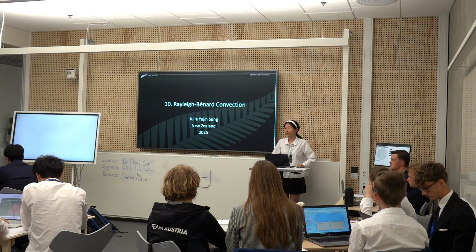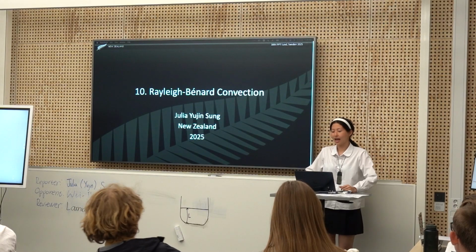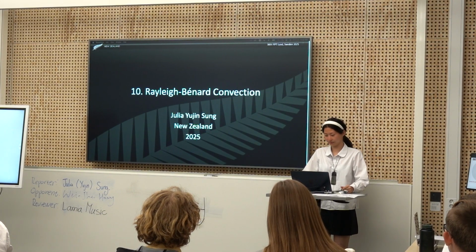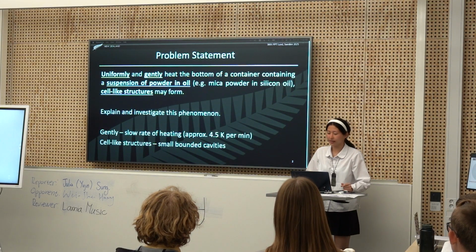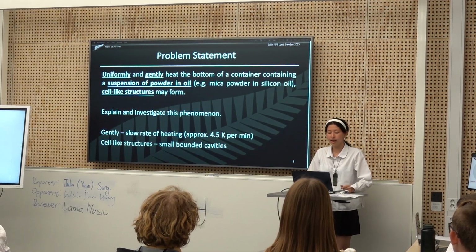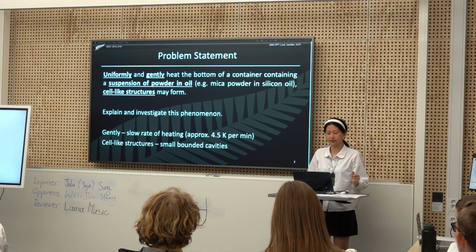All right. Good morning, everyone. My name is Julia Sung from Team New Zealand, and today I'm happy to be here presenting Problem 10, Rayleigh-Bénard convection. The problem statement reads, uniformly and gently heat the bottom of a container containing a suspension of powder and oil, and cell-like structures form. We are asked to explain and investigate this phenomenon.